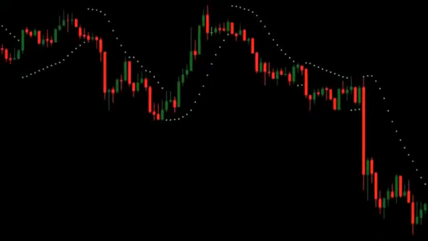This strategy has the additional advantage of being easy to combine with other strategies, but we'll get into that in a later video. And that's it for Parabolic SAR for today.